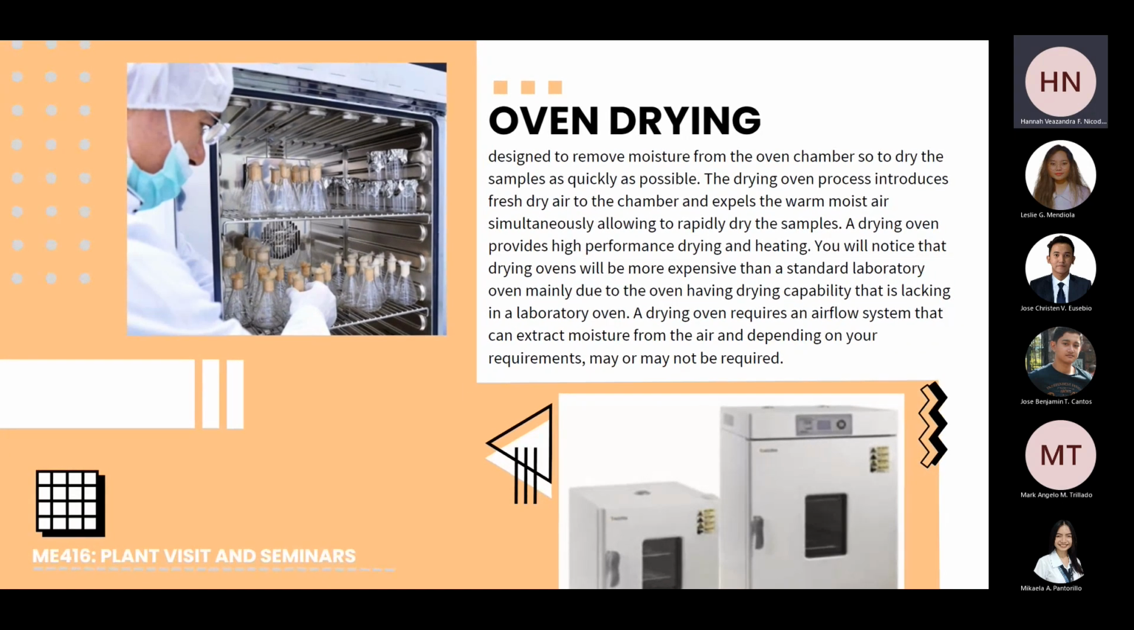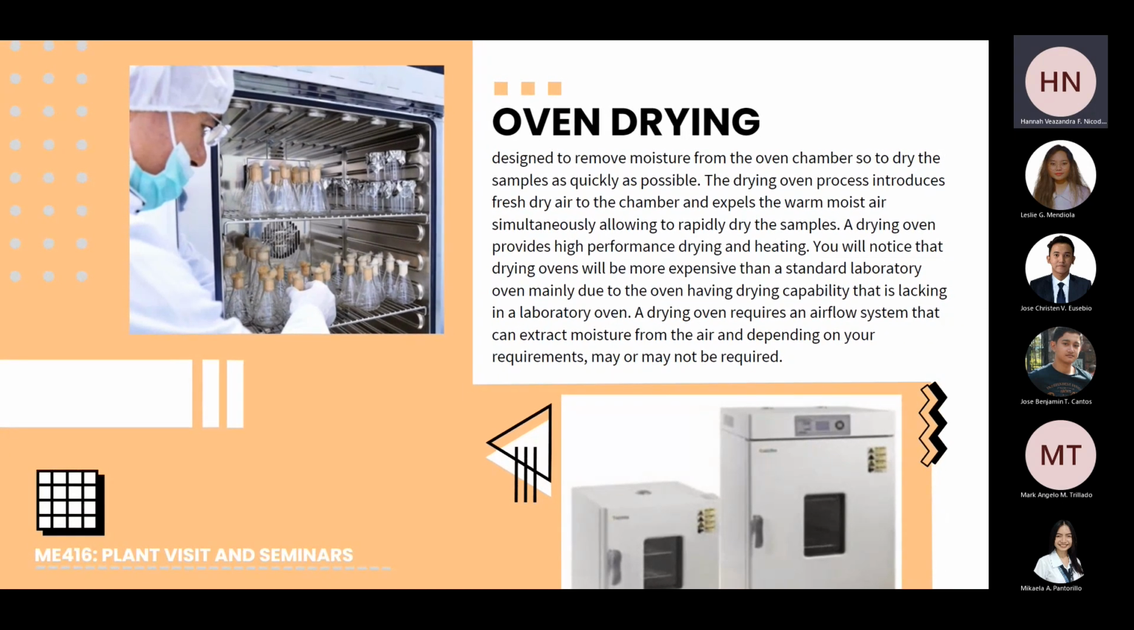Next is the oven drying. It is designed to remove moisture from the oven chamber so as to dry the samples as quickly as possible. The drying oven process introduces fresh, dry air to the chamber and expels the warm, moist air simultaneously, allowing it to rapidly dry the samples. A drying oven provides high-performance drying and heating. You will notice that drying ovens are more expensive than a standard laboratory oven, mainly due to the oven having drying capability that is lacking in a laboratory oven.